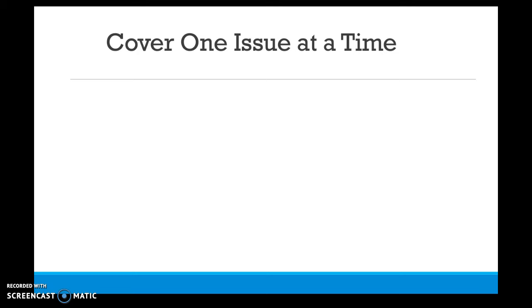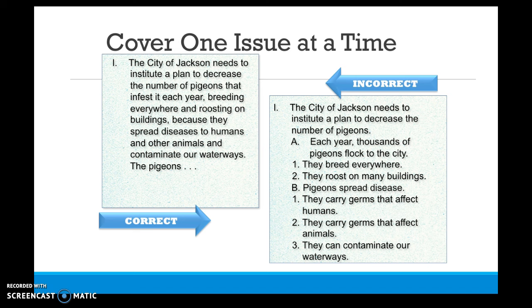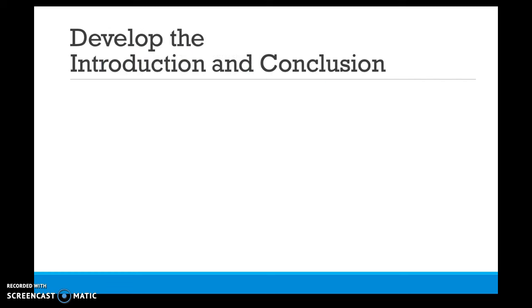You are having key sentences that help you so that you have eye contact, you're not reading, you don't sound monotonous. So this is incorrect. The city of Jackson needs to institute a plan to decrease the number of, I can't even read that. There's so much going on. This is much better. This shows me exactly what you're doing, but you're not going to read it.